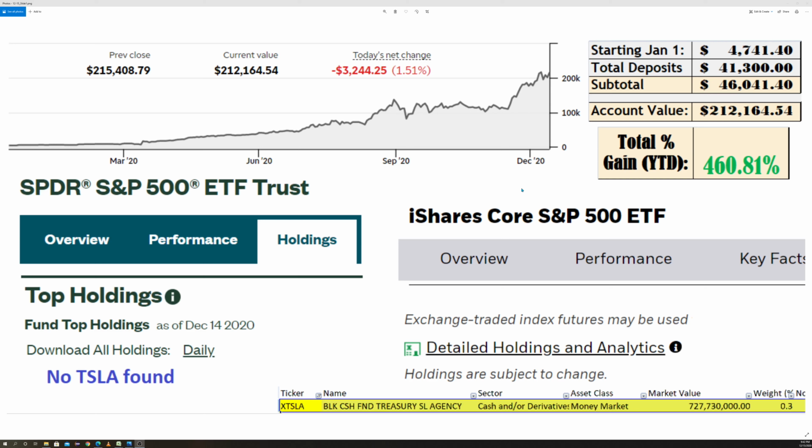All right, so let's quickly talk about the account. I did deposit another $1,500 into the account this week, so that did bring down my total year-to-date gain, and my account value now stands at $212,000.